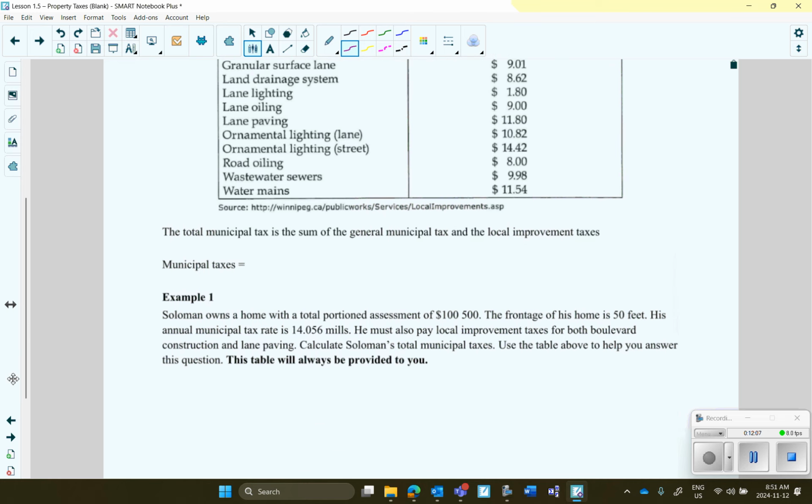So you get your general municipal taxes, you get your local improvement taxes, and then you add them together to get your municipal taxes. So it's your general municipal taxes plus your local improvement tax.